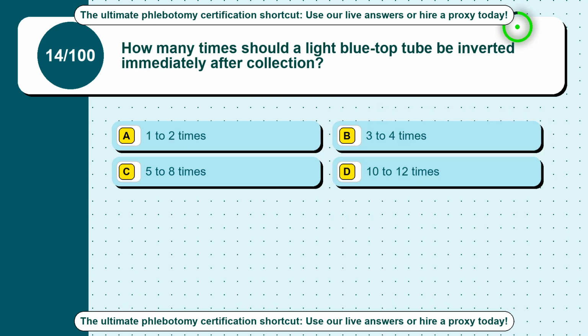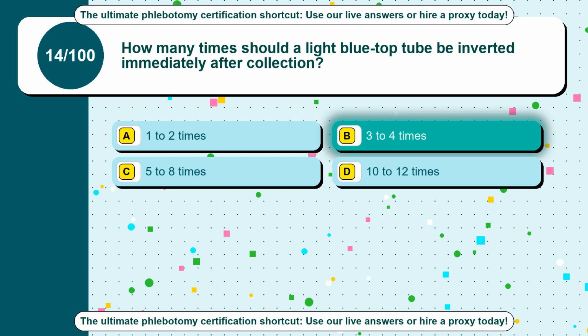Question 14. How many times should a light blue top tube be inverted immediately after collection? Option A, 1 to 2 times. Option B, 3 to 4 times. Option C, 5 to 8 times. Option D, 10 to 12 times. The correct answer is option B, 3 to 4 times.